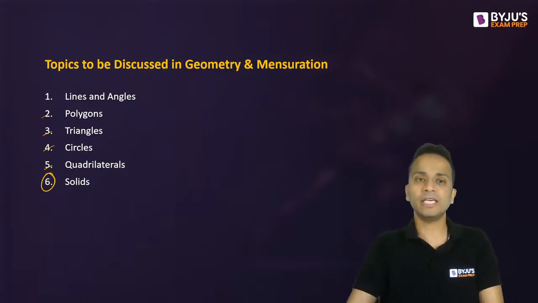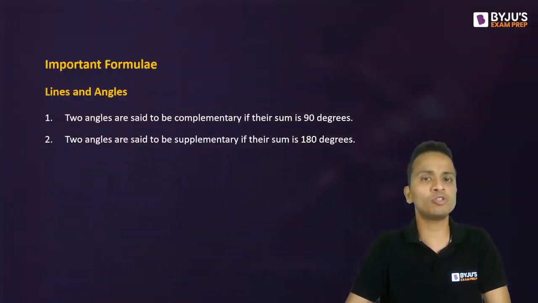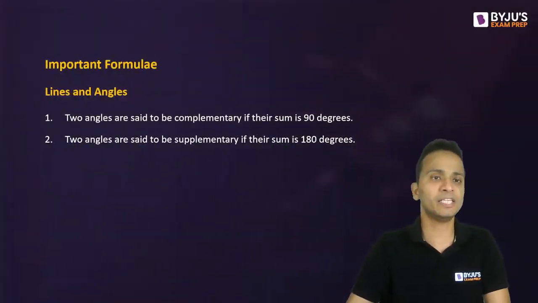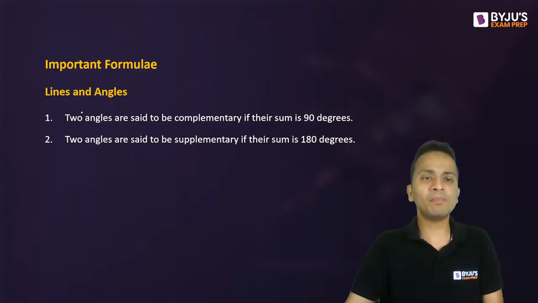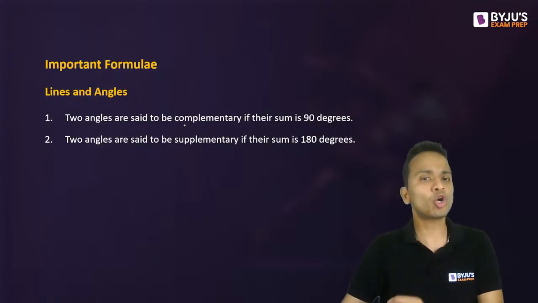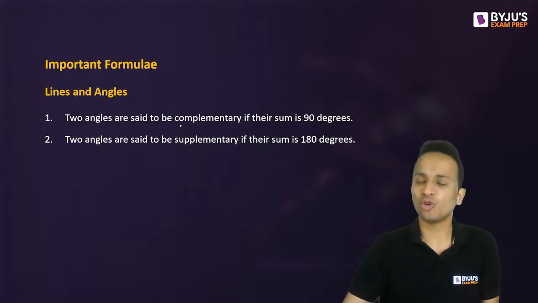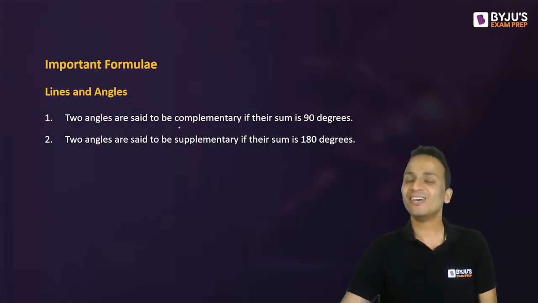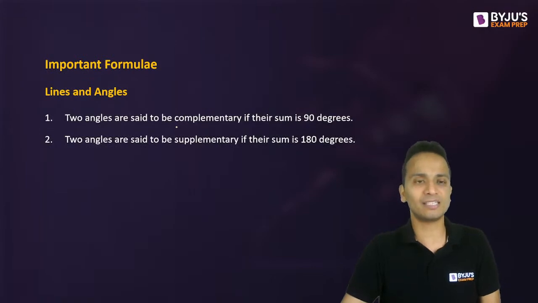All right, let's not waste any further time and talk about some of the important formulas related to this area. I'll start from lines and angles, and two of the most important things, which sometimes we forget, is about complementary and supplementary angles. I cannot cover the entire theory of geometry and mensuration. Okay, it will require 3 to 4 hours definitely, but I'll cover up some of the important pointers that I feel you all need to brush up.